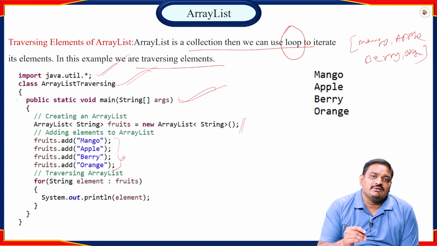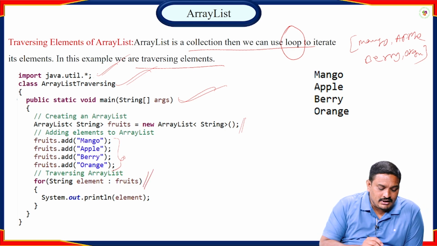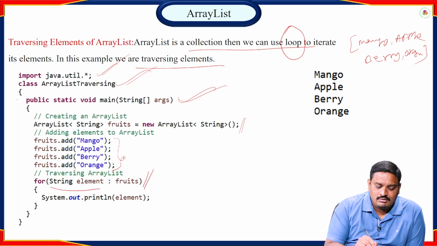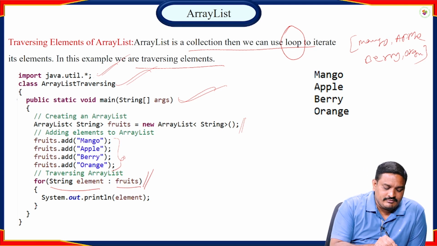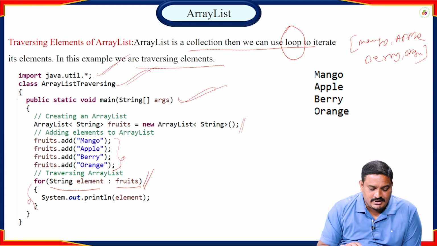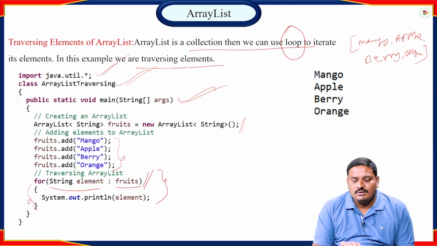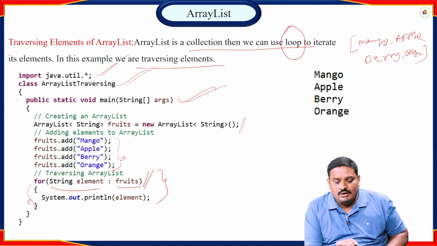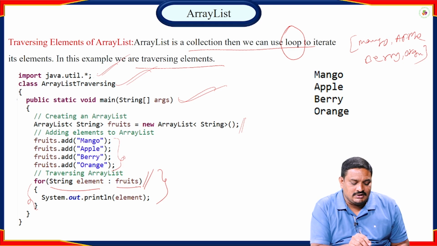Now we can traverse the elements by using this loop. For string element, that element is called fruits, with the opening brackets and closing brackets. After that we are traversing the elements in the array list. What are the elements available? First string element fruits, and in that fruits, first one is the mango.